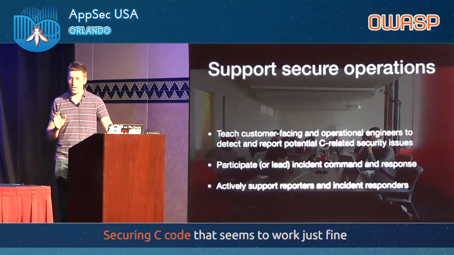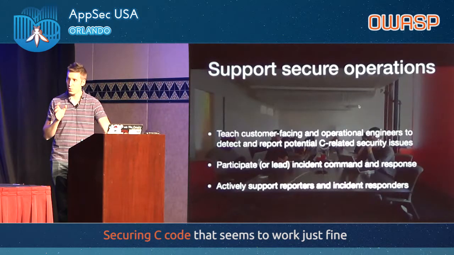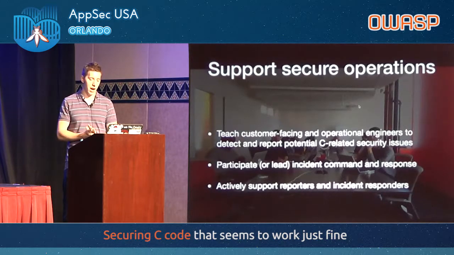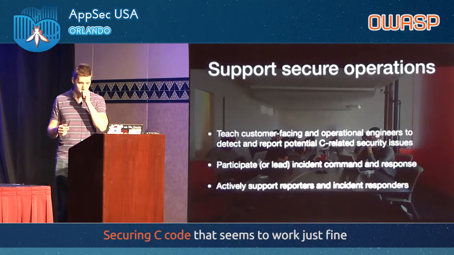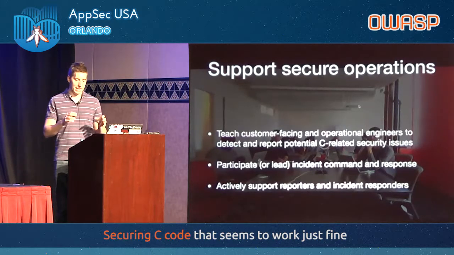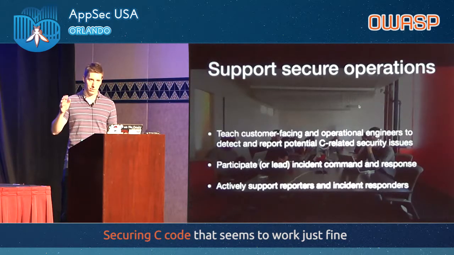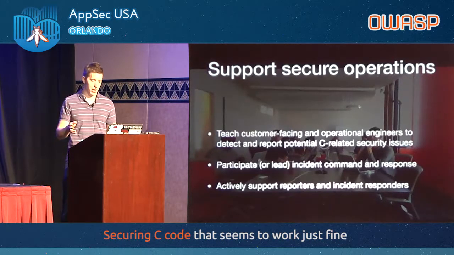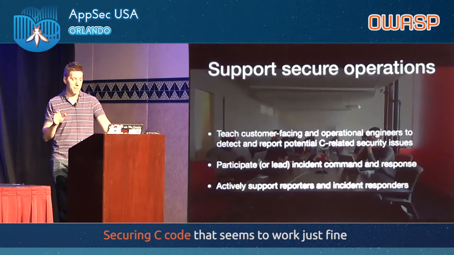And so in order to secure C code that seems to work just fine, I think it's really important to support secure operations. This means teaching your customer-facing and operational engineers to detect and report potential C-related security issues. For example, at Fastly, we have training where we talk about what a memory disclosure or memory corruption might look like, how to detect it, and how to report it. We even have an exercise with a fake customer report where you have to use production tools to figure out if it's memory corruption or not. I think that's a great first step, but I don't think it's enough.